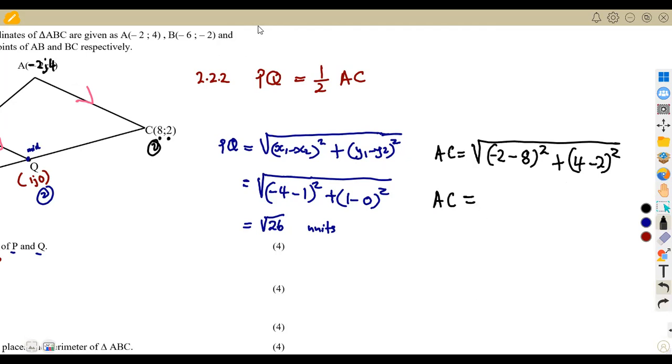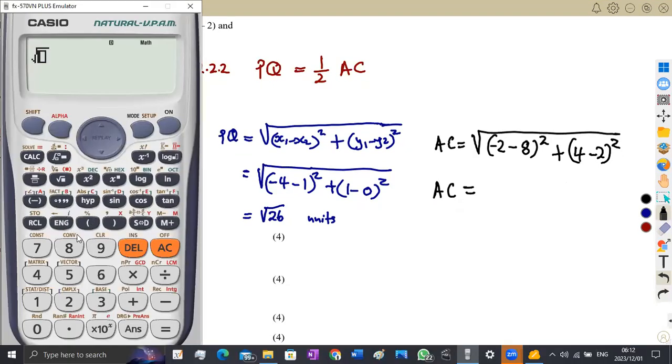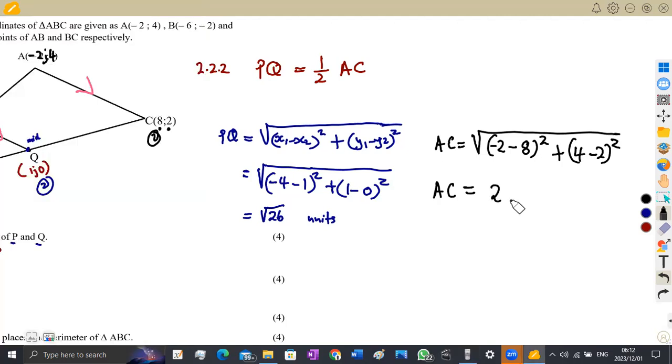As we can also do, we can just do the same as the previous case. Gonna have the square root, open a bracket. We've got minus 2 minus 8, squared, plus we do the same, 4 minus 2, 4 minus 2 squared like this. So this is going to give us 2 square root of 26.